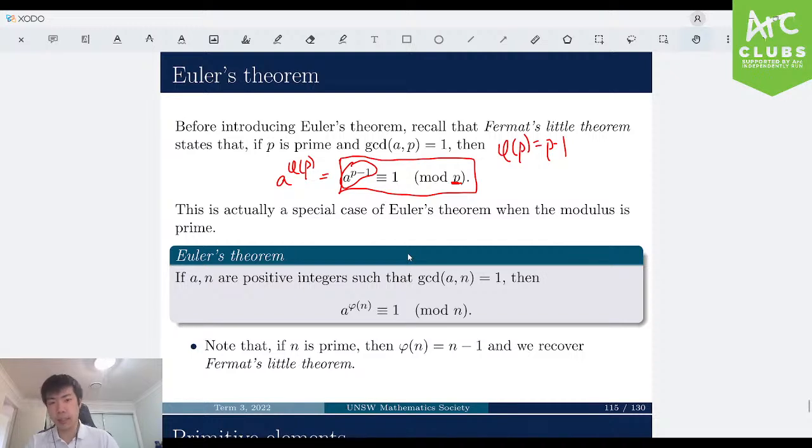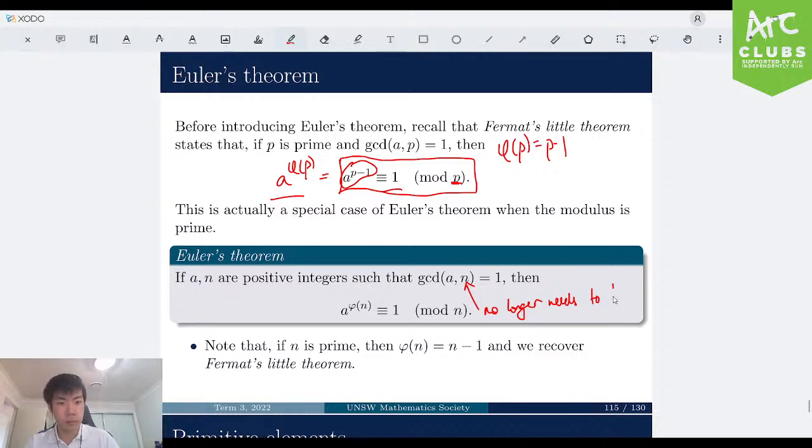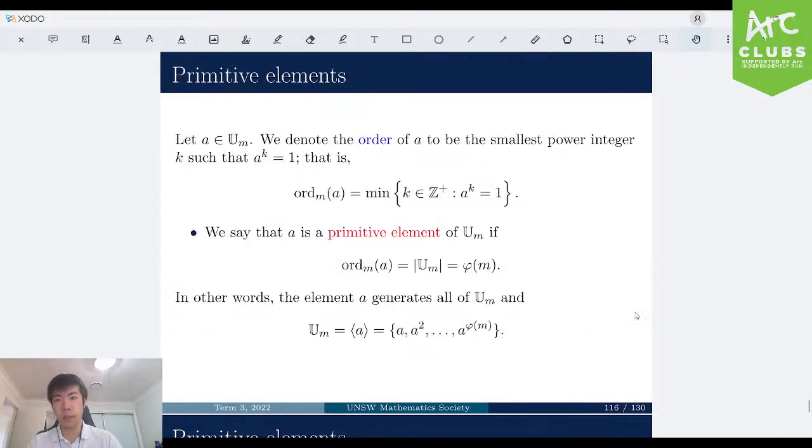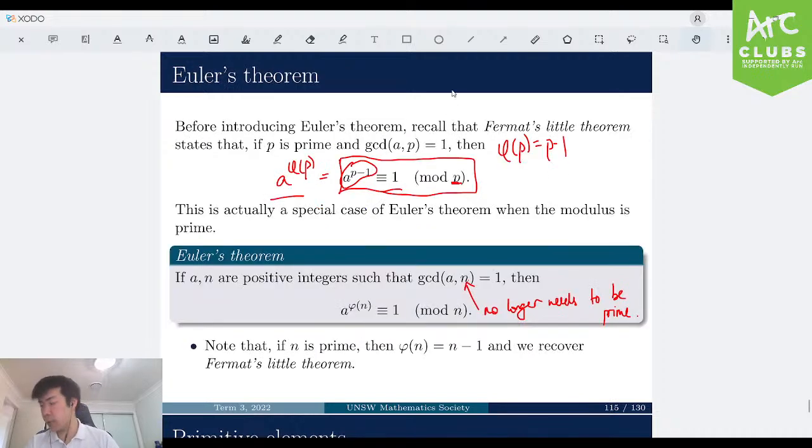But now we can generalize this into Euler's theorem, which is going to give us exactly what we said here. A to the power of phi of n is congruent to 1 mod n. And this number n no longer needs to be prime. And that's essentially Euler's theorem. It's a generalization of Fermat's little theorem. I'll actually open up a slide here and do an example.